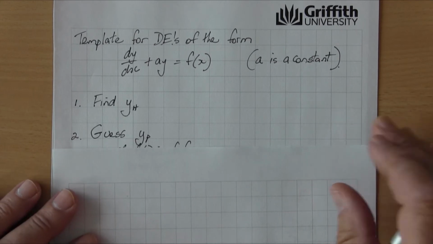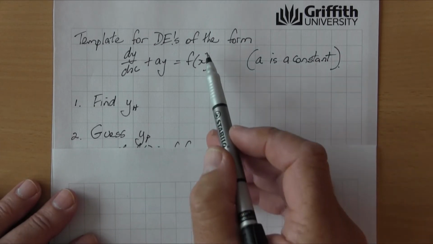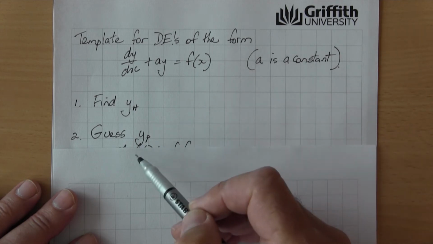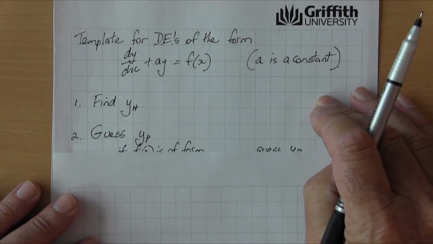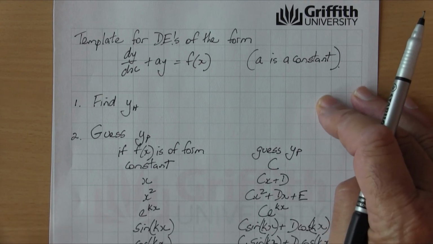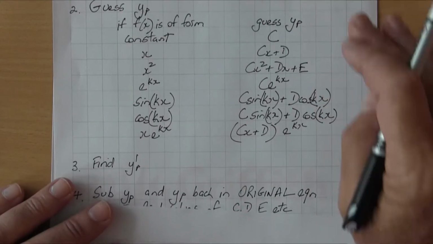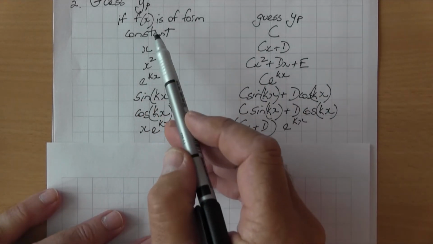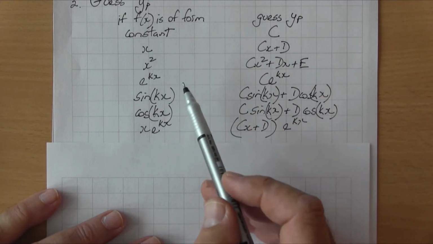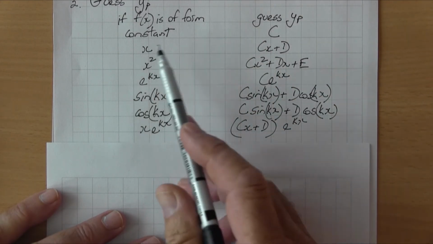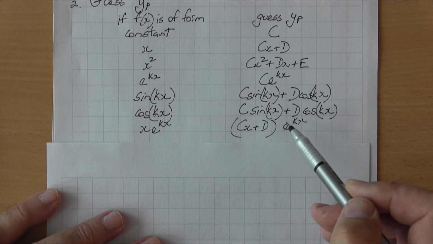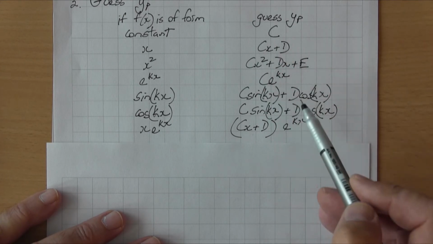Now y particular, we look at what f of x looks like, and depending on what structure f of x has, that determines what our guess for our yp, or y particular solution, will be. And there is a table in your notes, and I've reproduced it here, so that if f of x, the right-hand side of our equation, looks like any one of those, then our guess for y particular will take on that form. Now C and D are constants, and E.